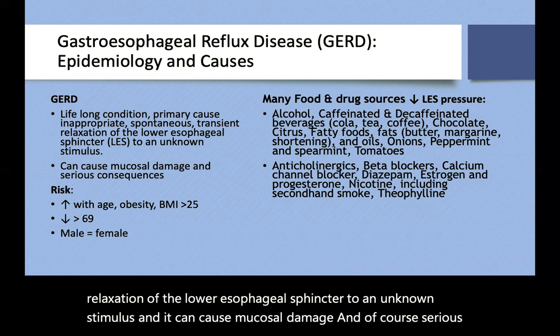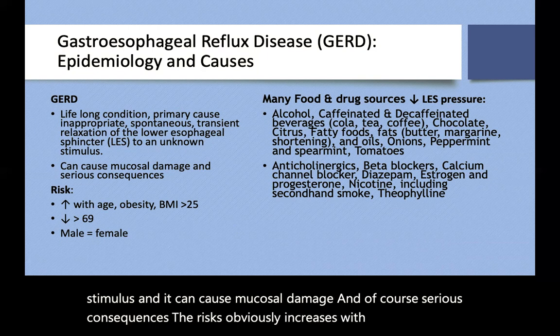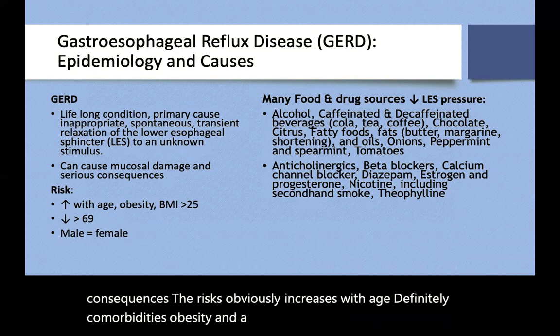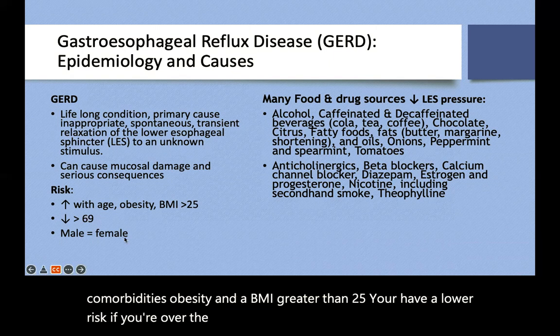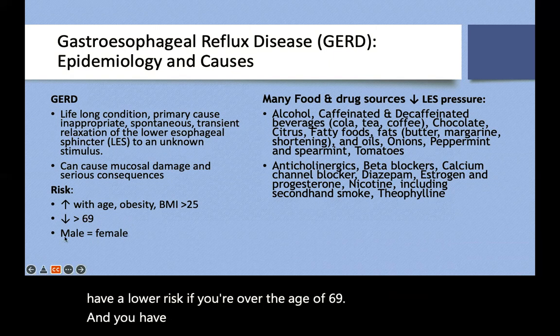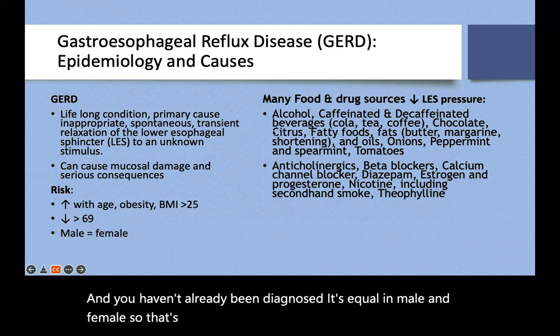The risk obviously increases with age, definitely comorbidities, obesity, and a BMI greater than 25. You have a lower risk if you're over the age of 69 and you haven't already been diagnosed. It's equal in male and female, so male doesn't have it more than female, it's equal.